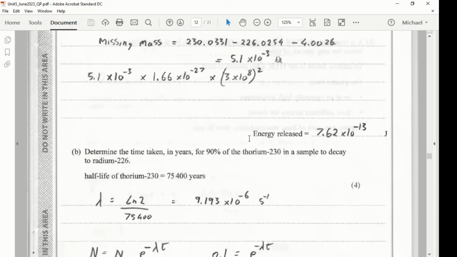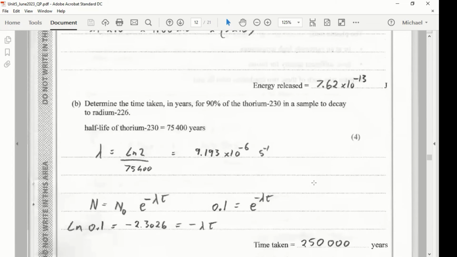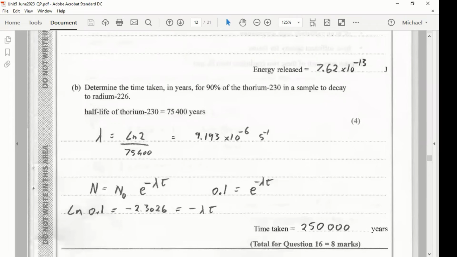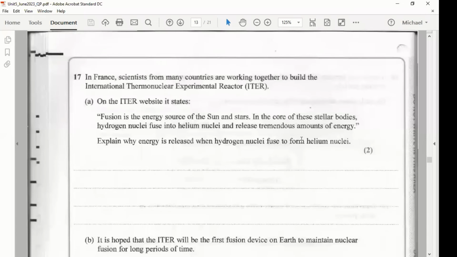So what do we do? We calculate lambda. Lambda is ln2 over the half-life. And then we write down the formula, N equals N naught e to the minus lambda t. We know the factor, so ln of 0.1 is minus 2.3026, which is equal to minus lambda t, and you just solve for t. Surprisingly, it's about 250,000 years. So my first guess was about right, 250,000 years. Easy peasy, 8 marks for question 16.